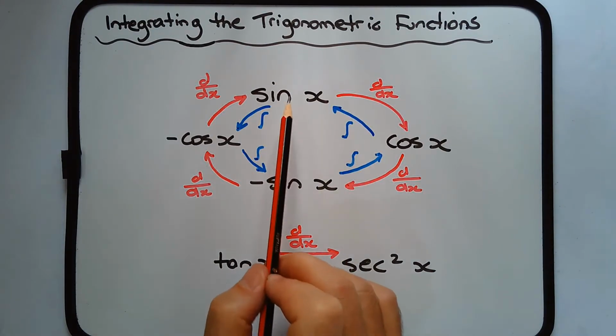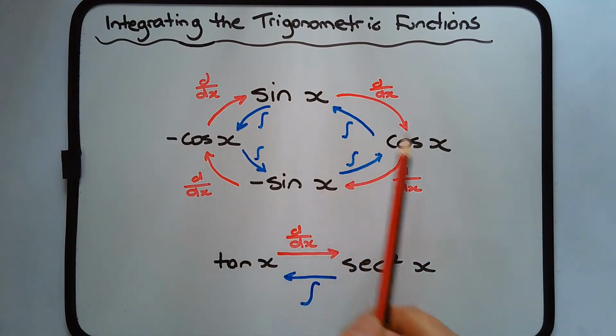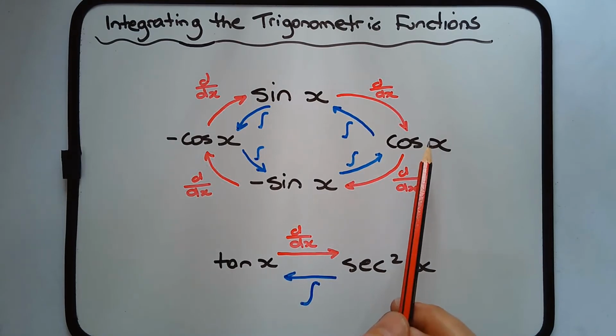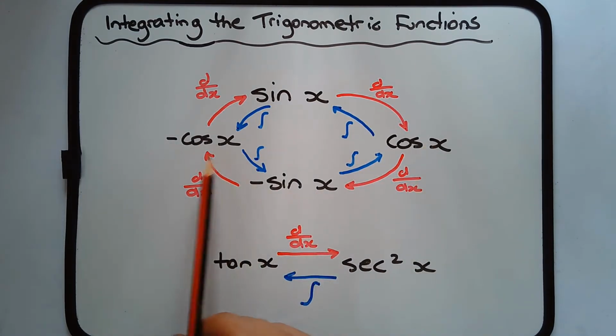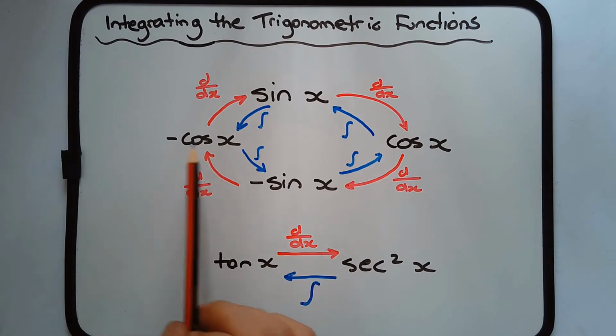So starting with sine x, the first derivative of sine x is cos x, the first derivative of cos x is negative sine x, the first derivative of negative sine x is negative cos x, and the first derivative of negative cos x, we're back to sine x.